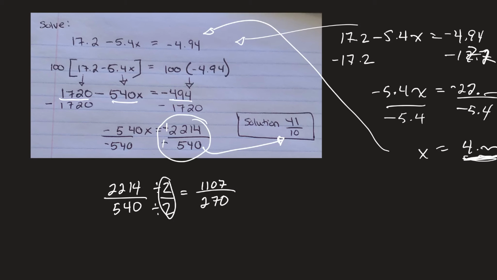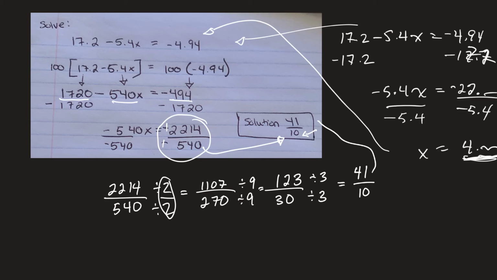I don't know, 9 probably will go into both of these. Let's divide both by 9. So on the bottom I'd get 30. On the top I'd get 123. Oh yeah, that works. Okay, what else would go into there? I have to get down to 10. Maybe 3? Let's divide both top and bottom by 3. So on the bottom it'd be 10. On the top, 3 into that is 41. Oh, and that's what they've got.